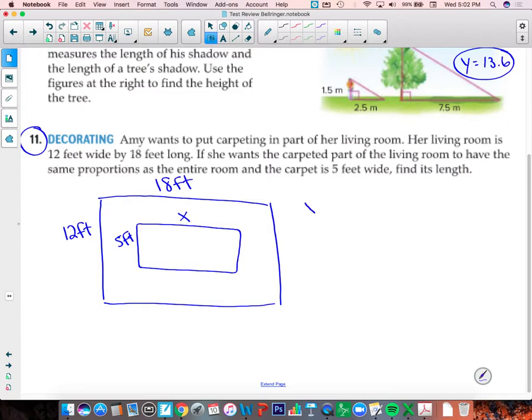Okay, so pretty easy here. X is to 18. So x is the smaller rectangle first. So x is to 18 is 5 is to 12. Okay, then we just cross multiply. 12x equals 90. That would be 50 plus 40, so it's 90. So then 90 divided by 12, 7.5. So we want x to be 7.5. We want it to be 7.5 feet long to keep those proportions the same.